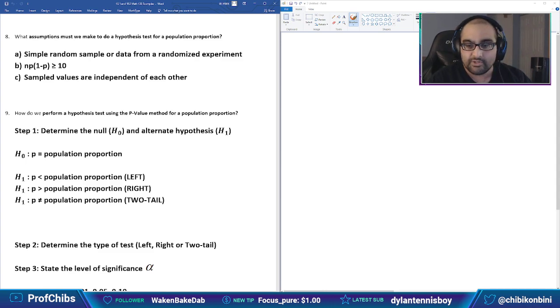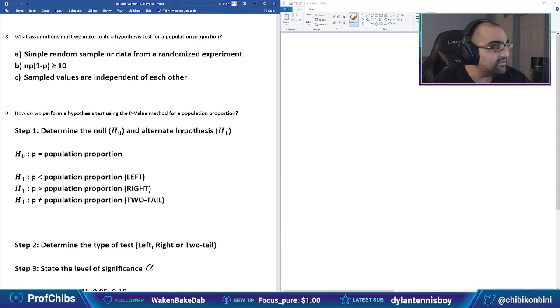Letter B, we have to pick a sufficiently large sample size. So for a sufficiently large sample size here, again, we have to follow that np times (1 minus p) has to be bigger than or equal to 10. All right, so that has to be definitely true.